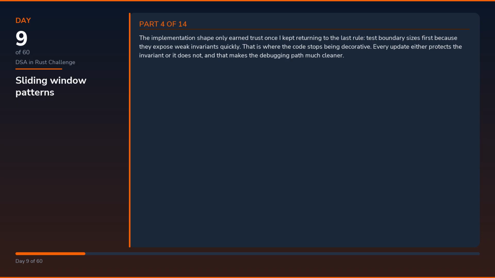Test boundary sizes first because they expose weak invariants quickly. That is where the code stops being decorative. Every update either protects the invariant or it does not, and that makes the debugging path much cleaner.